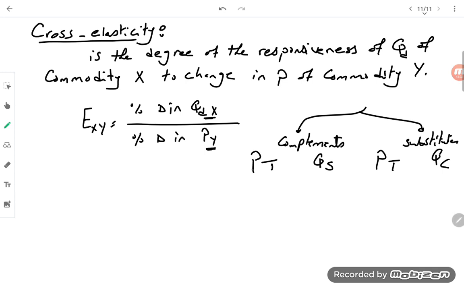As we said, when the price of tea increases, is demand for sugar going to increase or decrease? Tea and sugar are complements. So as the price of tea increases, people are not going to demand tea, and as a result, they are not going to demand sugar. So demand for sugar is going to decrease. So it's a negative relationship. So if the cross elasticity is negative, this means that the products are complements.